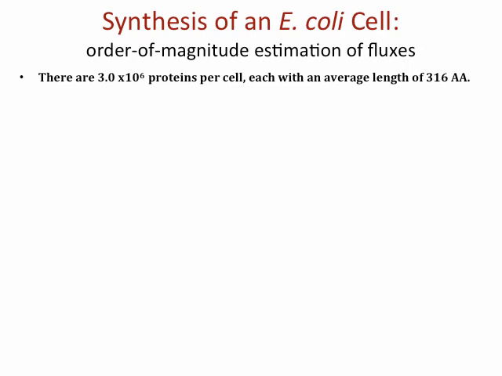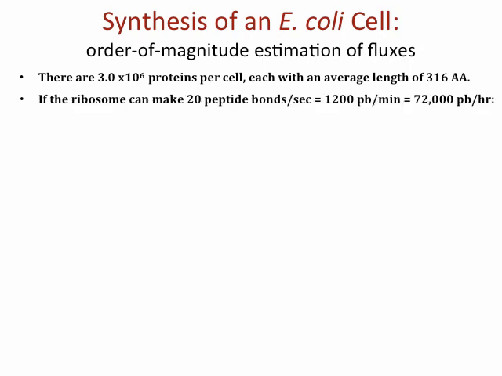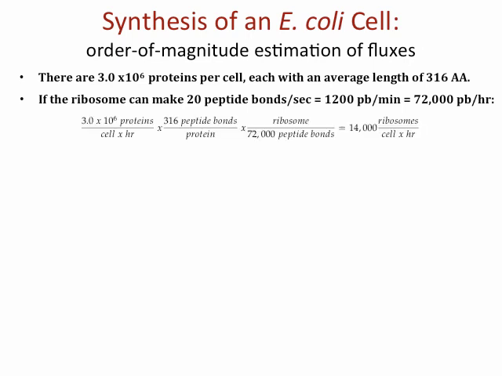Now, we can estimate a few things based on these numbers. 3 million proteins per cell with an average size of 300 amino acids or so. Could be a little bigger, 350. Remember, when you do order of magnitude calculations, the numbers aren't precise. So here's the number of peptide bonds that can be made per second. And you can estimate the ribosomal density based on that being about 14,000.